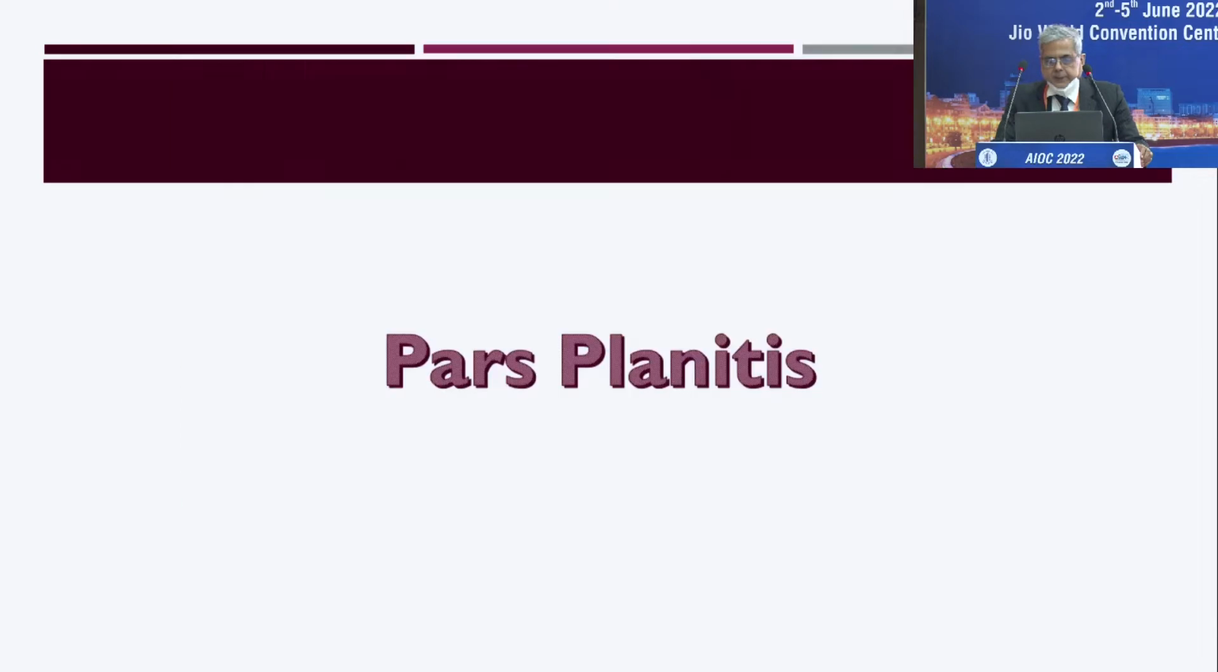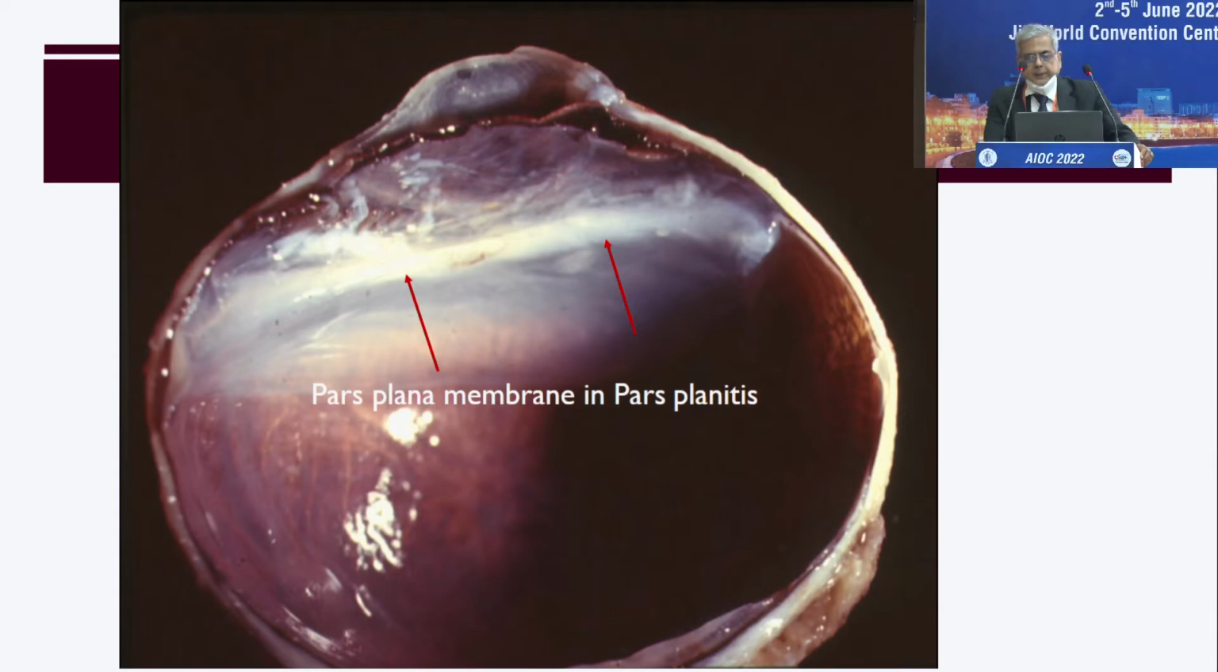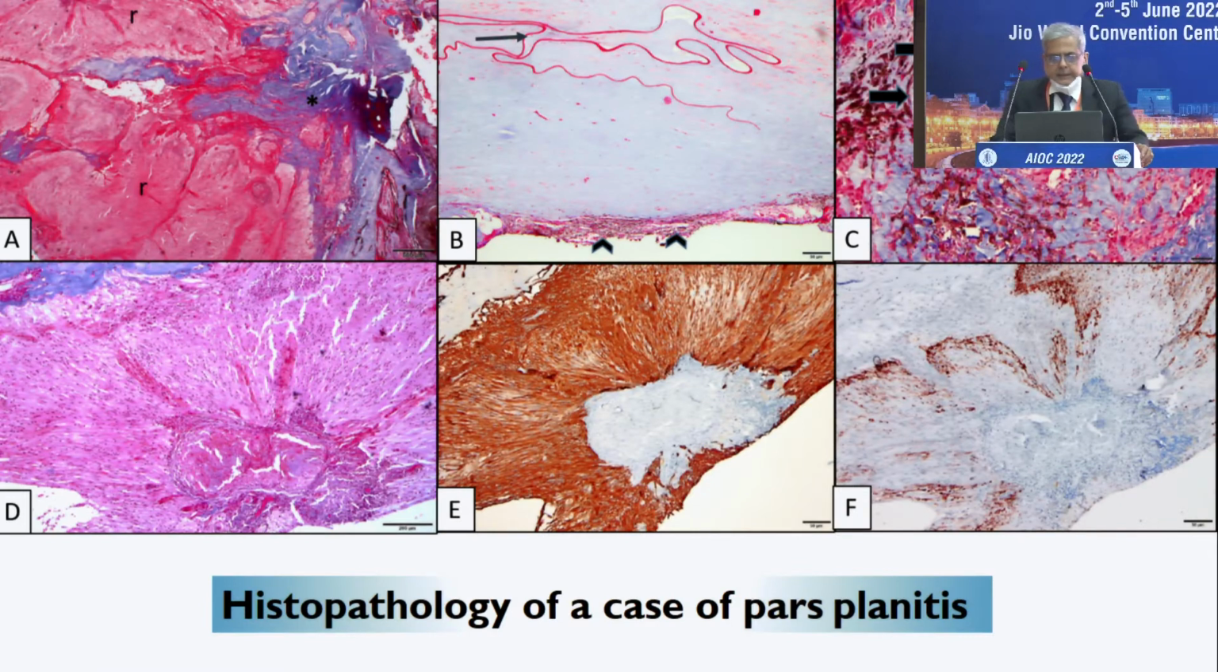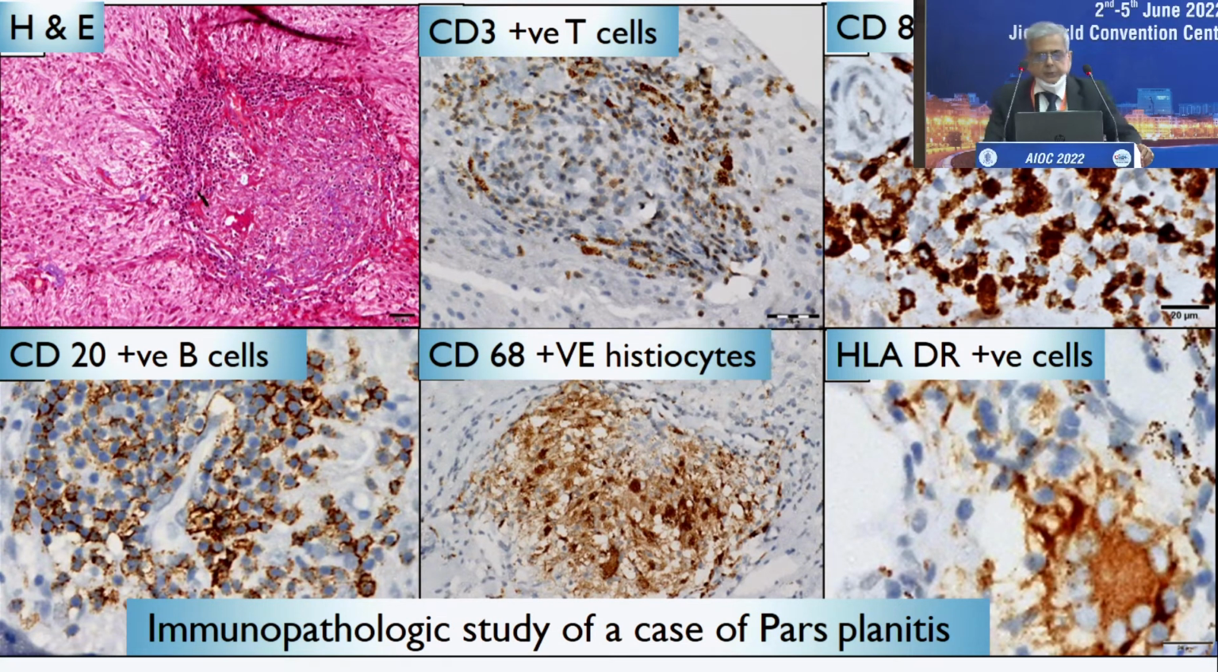We have a very rare case of pars planitis where we did the histopathologic study, and here you could see thickening of the pars plana region. There is a fibroglial tissue proliferation arising from the pars plana region. This was GFAP positive, glial fibrillary acidic protein positive, and the trichrome staining also showed positivity. Immunohistochemistry showed CD3 positive T cells as well as CD8 positive T cells.